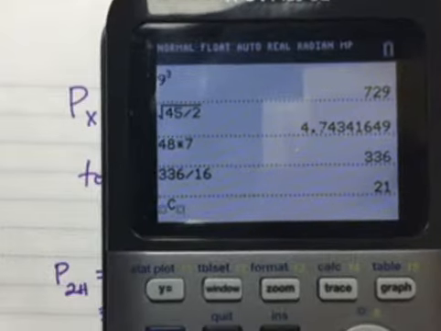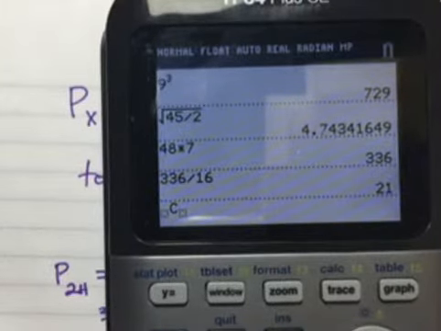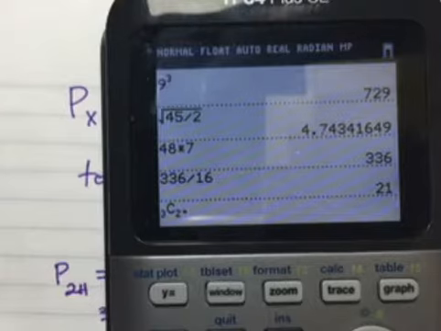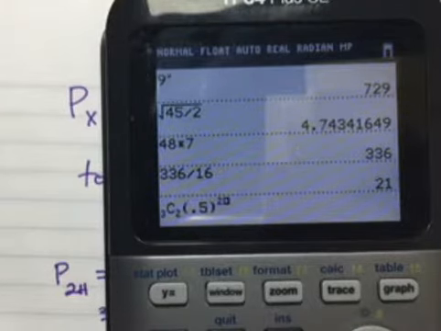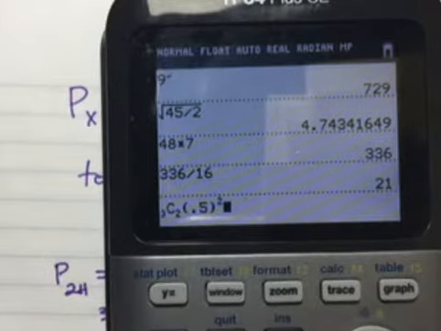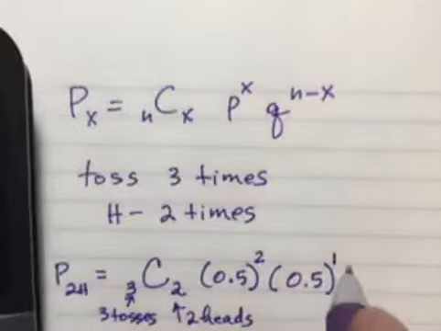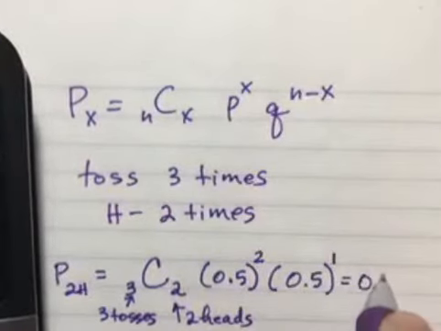Okay, and so then I'm going to put a 3, and I move over and I put my 2 there. And then I'm going to do times 0.5 raised to the second times 0.5 raised to the 1, and then I hit enter in my calculator, and that's going to give me my 0.375. So this is equal to 0.375.